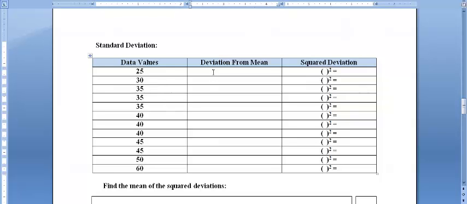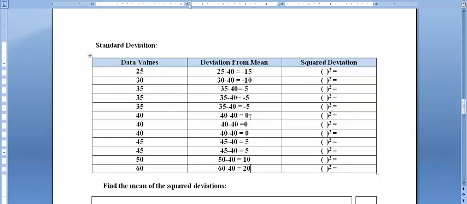Now we know that our mean is 40, and I need to find the deviation away from the mean. So I take my 25, which is my data value over here, and I subtract 40 from that. And 25 minus 40 gives us a negative 15. For the next data value, I just take the 30, I subtract 40 from it, 40, not 49, and I get negative 10. And then you just keep going.